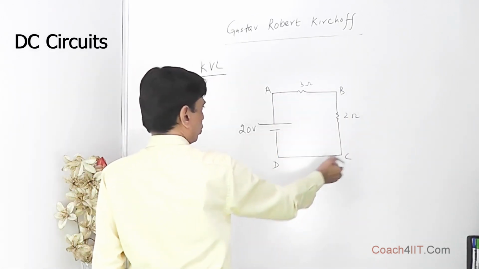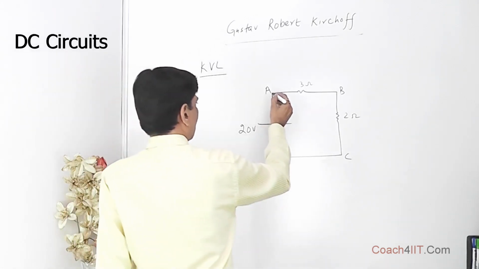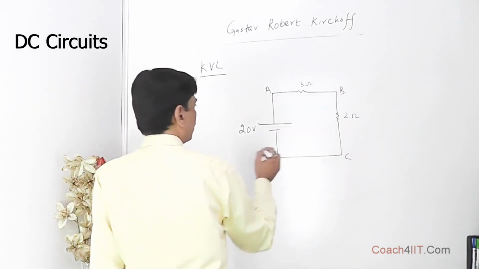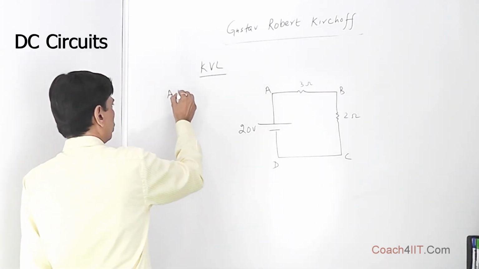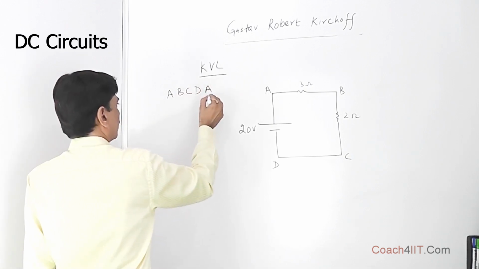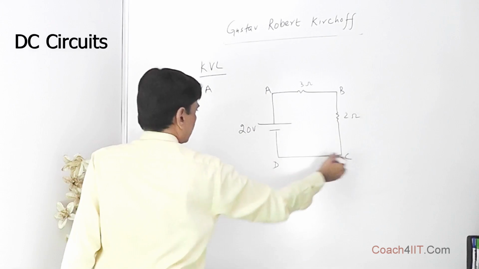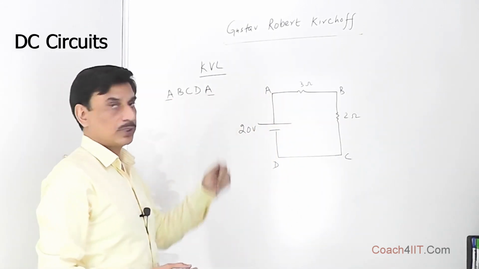So this is a closed loop. This is the only loop we have, and this is a closed loop. We do the naming A, B, C, D. This naming is done. And now we take a loop over here, A, B, C, D, A. We start with A and finally we have to close the loop at A only. So this is the one point you have to take care of.